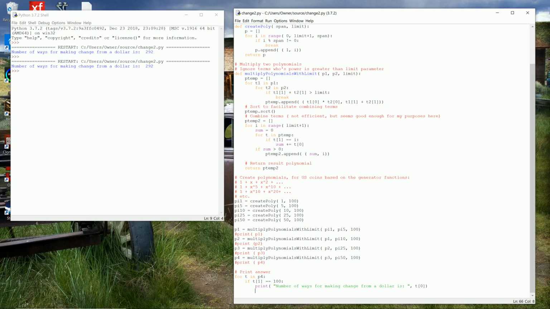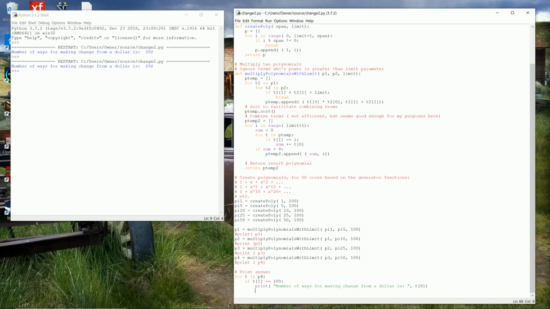So in my case, the polynomials are based around having a penny, a nickel, a dime, a quarter, and a 50-cent piece. So for a penny, the polynomial is 1 plus x plus x squared plus x cubed, and so on. For a nickel, it's 1 plus x to the 5th plus x to the 10th plus x to the 15th, and so on. So that goes all the way to the polynomial for a 50-cent piece.